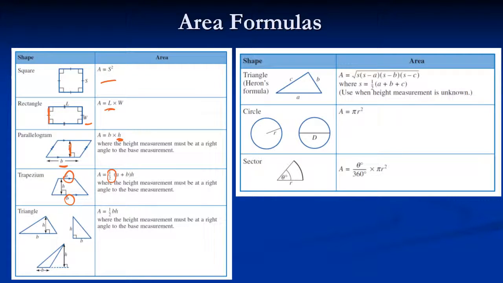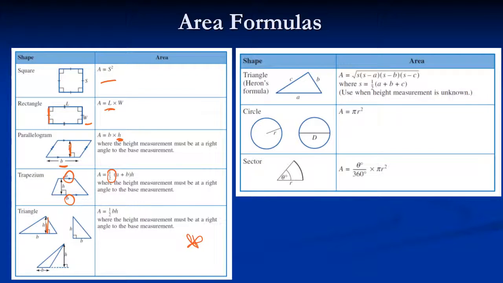So the first one is if you were given the height. So here we go, we've got a height there. It has to be at 90 degrees, for example. And so it's just base times height over 2, or half the base times the height. Now, if you're not given the height, you're going to have to use Heron's formula. Now, you can also use Heron's formula to verify this one here if you have been given the three sides and the height as well.